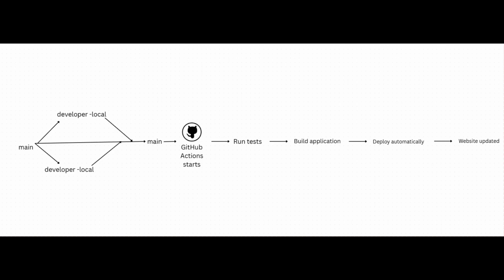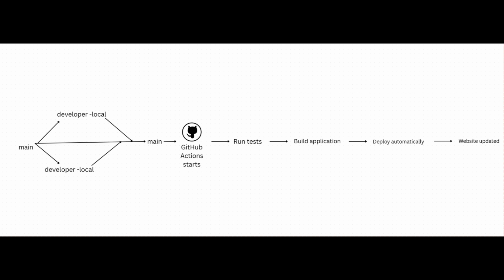As soon as the code is merged into the main branch, GitHub Actions or other CI/CD tools automatically get triggered. Then the pipeline performs a series of tasks. First, it validates the code, then it runs the automated test cases. If all test cases pass successfully, it builds the application. Once the build is successful, it proceeds with deployment.